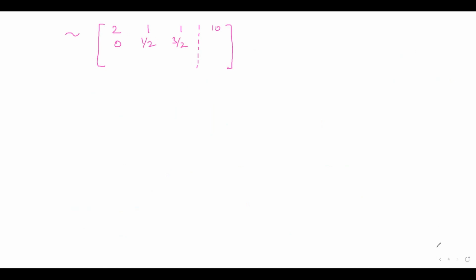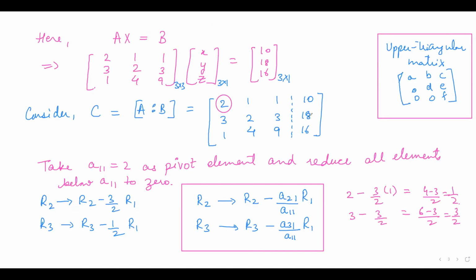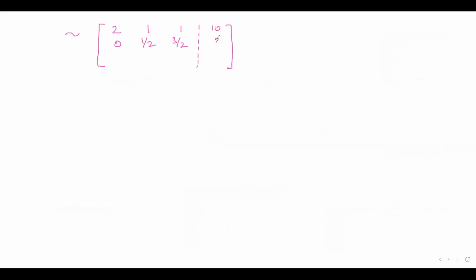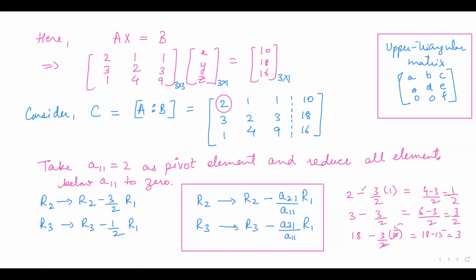And on the similar basis, I can calculate this. This is 18 minus 3 by 2 into 10. So this becomes 5. 18 minus 15, that's 3. So this is 3. Very easy to calculate all the elements using the elementary row operations.